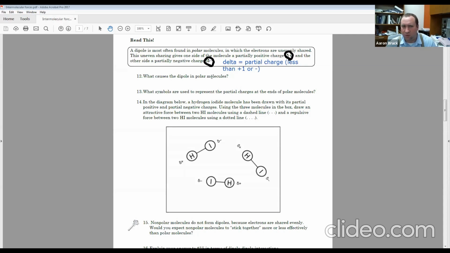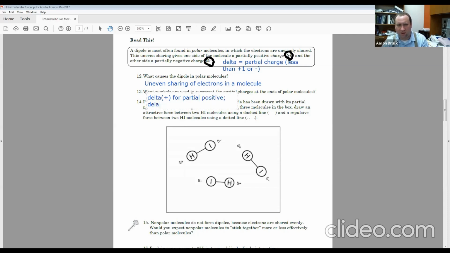So what causes the dipole in polar molecules? It's the uneven sharing of electrons in a molecule. For number 13, what symbols are used to represent the partial charges? Delta plus is used for partial positive. Delta negative for partial negative charge.